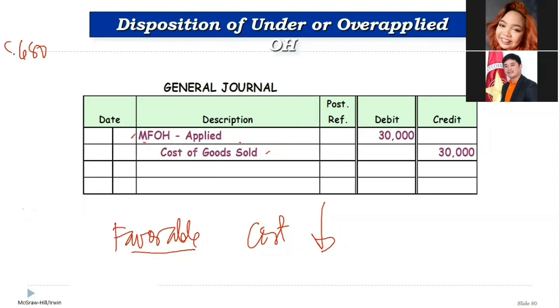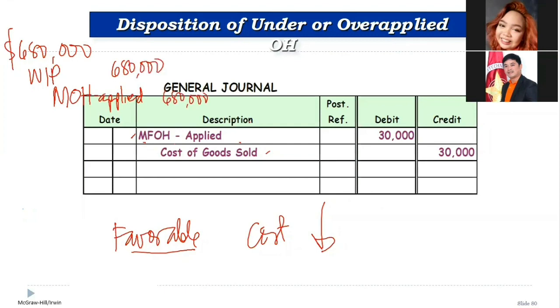Doon sa $680,000, debit, work in process, and credit, manufacturing overhead. Ito po yung applied natin. Okay? Magkano? $680,000. Ang ating actual overhead ay debit, manufacturing overhead, and credit, various accounts na 650. Okay? Yan po yung original entry natin.